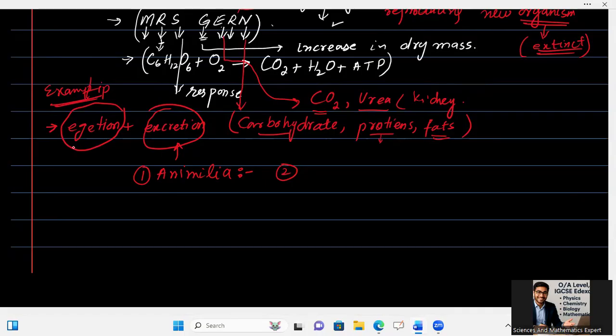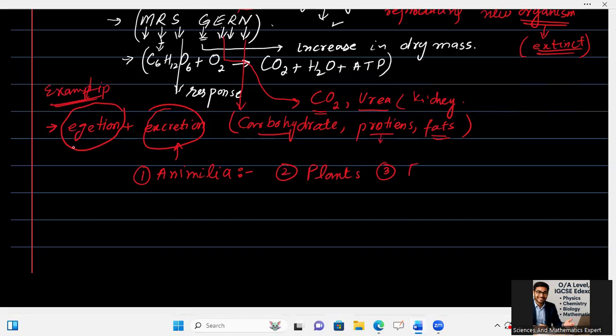After that, the second kingdom is plants. Plants are basically autotrophs and multicellular. They have cellulose cell walls and contain chlorophyll for photosynthesis. They are autotrophic feeders, making their own food.